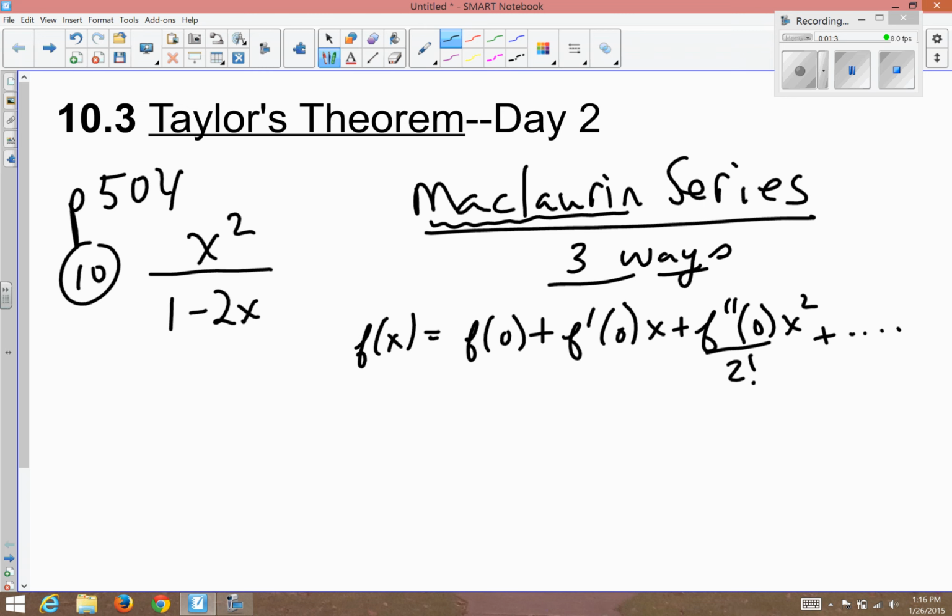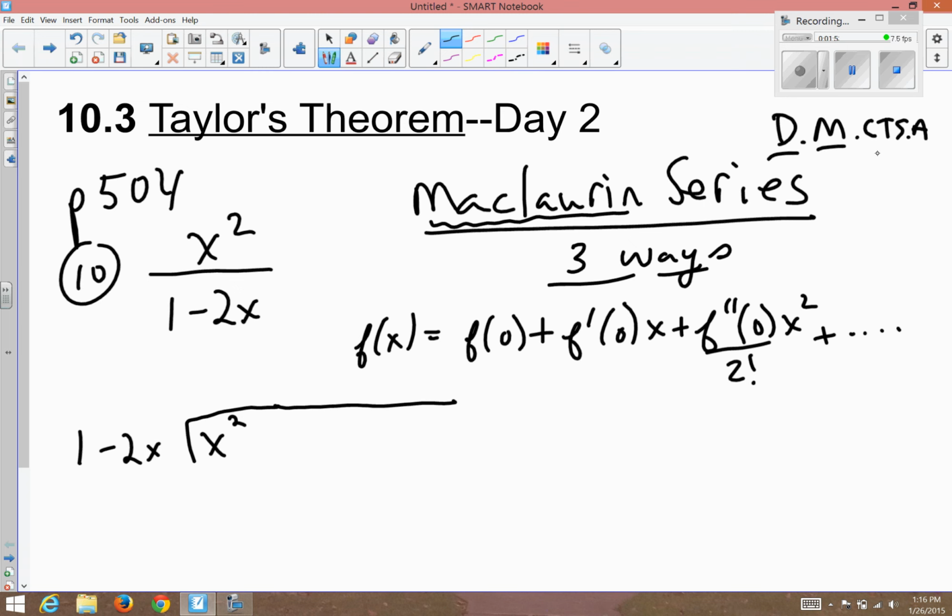That's one way. Another method is to perform long division. This second method does not work for all functions. This one is kind of like a trick. We're going to do what we did in pre-calculus. Divide, multiply, change the signs, and add. Divide means what do I multiply to the first term out here to get the first term in here?